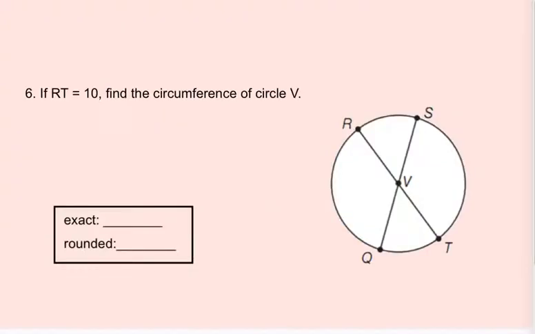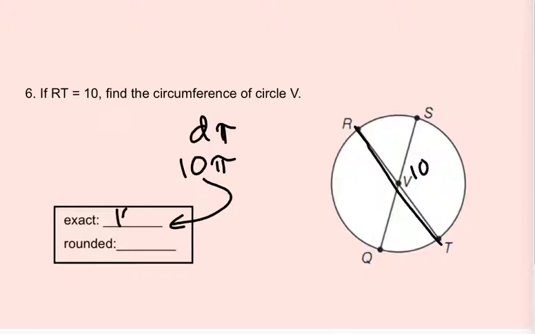So find the circumference of circle V if RT is 10. So RT is 10. That means that is my diameter. So the circumference is going to be nothing more than diameter times pi. So 10 times pi is my answer. And believe it or not, 10 pi is going to be your exact answer.